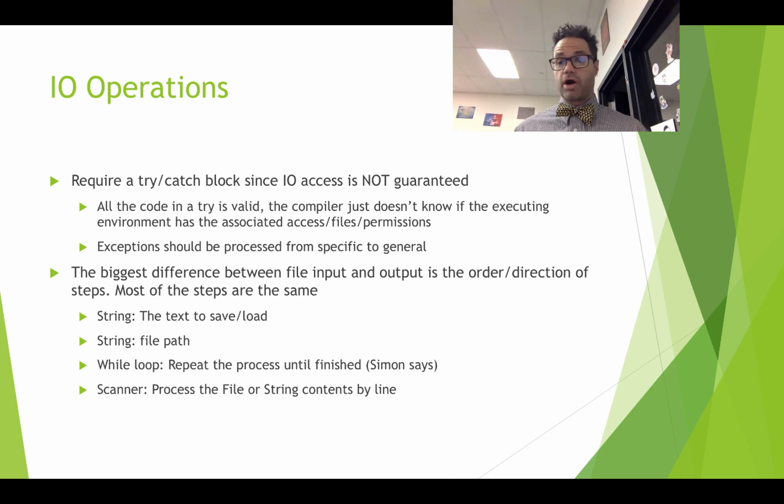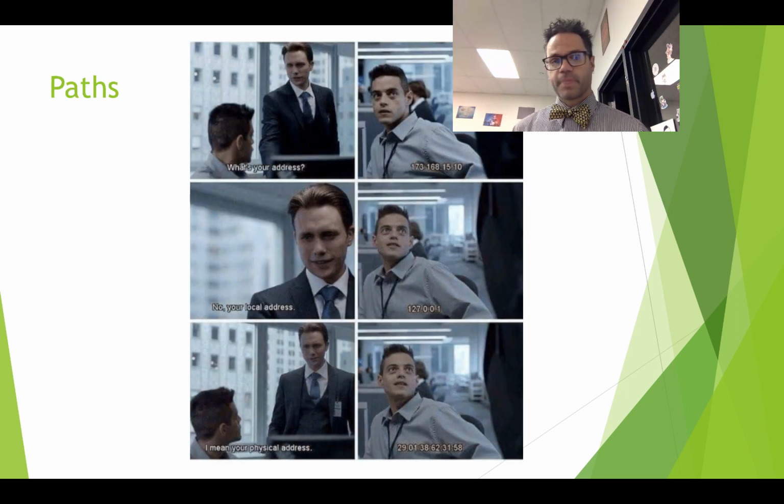Also, in our structure we'll be using a scanner, because a scanner is amazing at processing files or strings, or in fact any stream-based structure that uses text, because it's basically just an iterator. We'll see how we work with that in just a bit. Now we do have to keep in mind the idea of our path, and so we have this lovely scene from iRobot. What's your address?